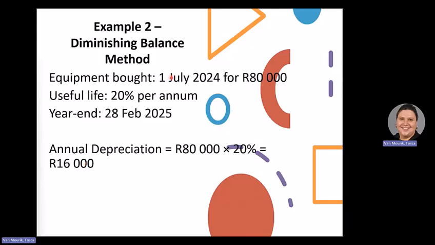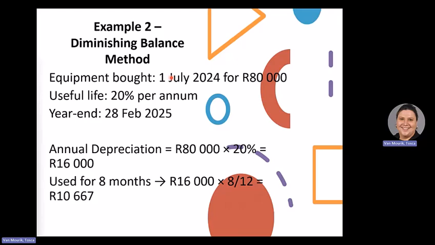Let's count. We are going to use it for the whole of July, August, September, October, November, December, January, February. So that is for the 8 months. We are using it for 8 months. So the depreciation based on the diminishing balance method is then 10,667. It's not on the slides, but let us think about it.